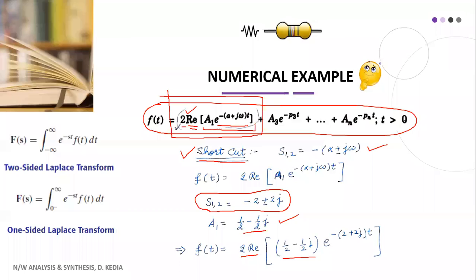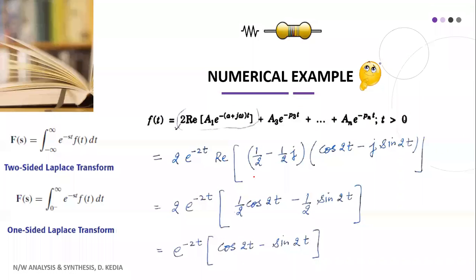This is e raised to power minus of alpha plus j omega t. We have written e raised to power minus of alpha, which is 2, then plus 2j t. This is what we have written. Now we simply need to solve this only and we will get the answer. So what we do, this is as it is. We open up the terms in the bracket. Exponent has been expanded in the form of cosine sine.